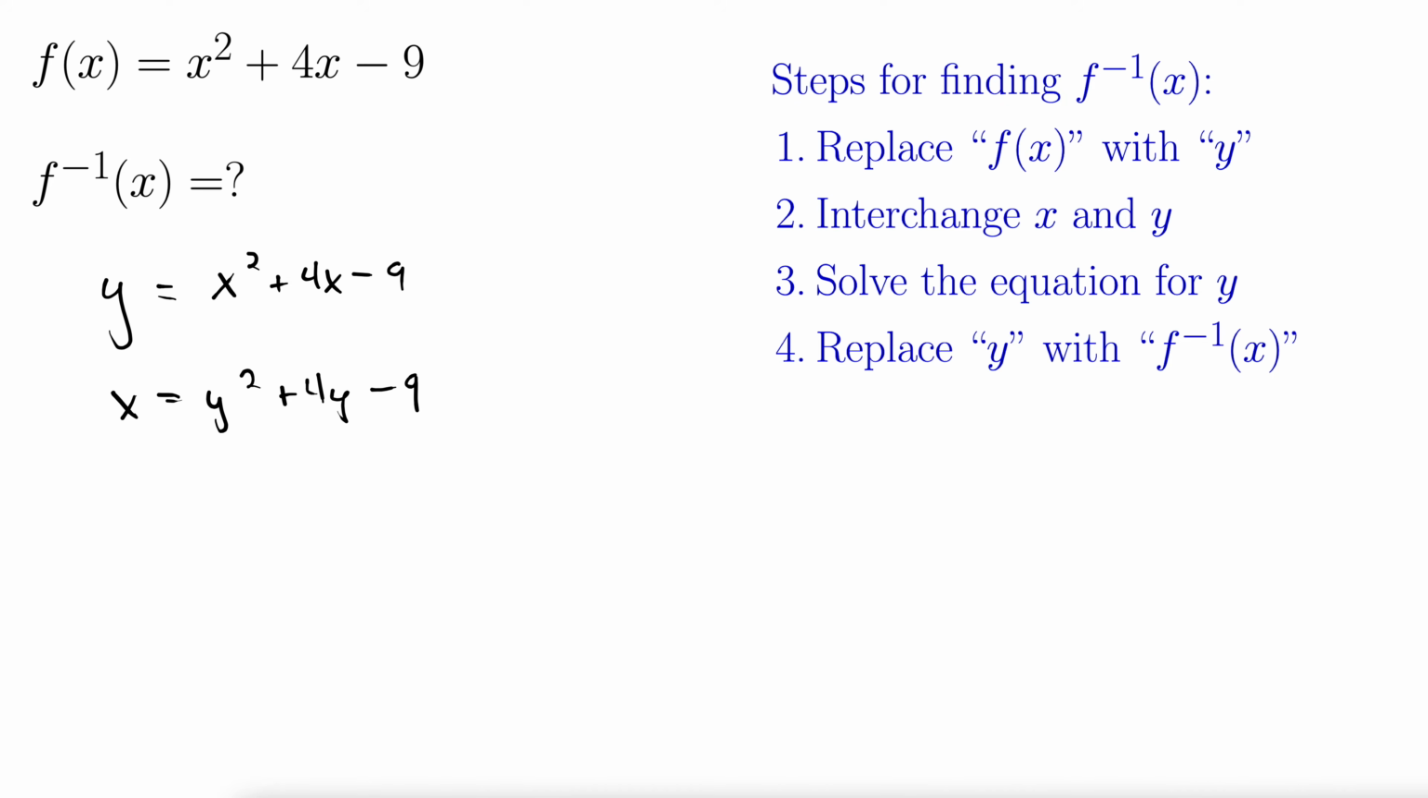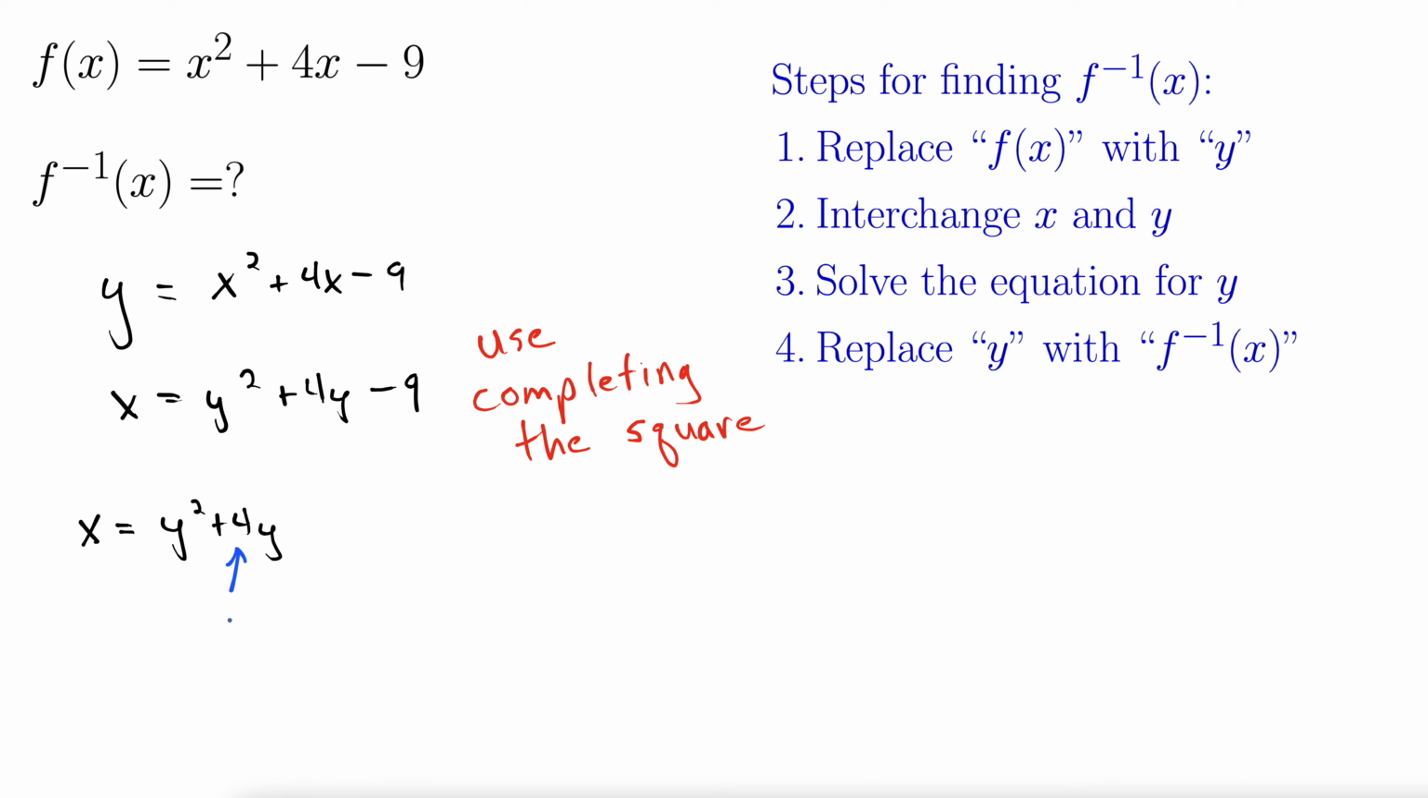It turns out we need to use completing the square here. So we'll write this as x equals y squared plus 4y. Here's how you do it. You leave some space here. Remember, completing the square, you take your linear term, divide by 2, and square it. So 4 divided by 2 is 2, squared is 4, so I'm going to add 4 and subtract 4, just right next to each other, and then I still have my minus 9 hanging out here. So all I did was add 4 and subtract 4.